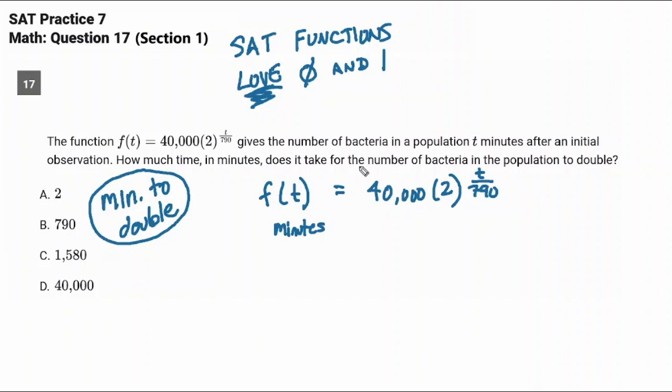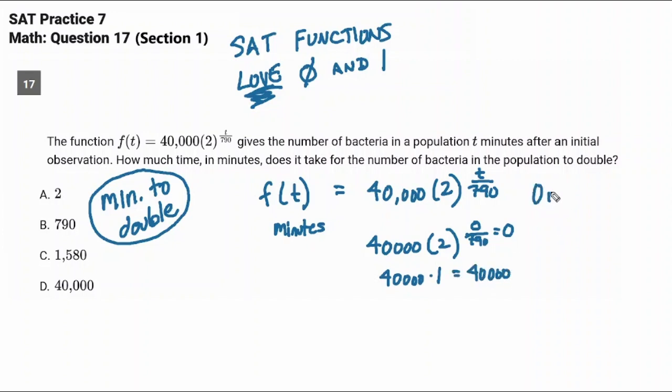Okay, functions love 0 and 1, so let's just plug in 0 for t. If you plug in 0 for t, it's 40,000 times 2 to the 0 over 790. What's 0 over 790? It's 0. What is anything to the 0 power? It's real important in SAT land. Anything to the 0 power is 1. So this is 40,000 times 1, which is 40,000.